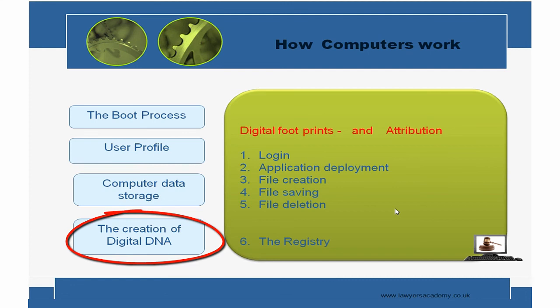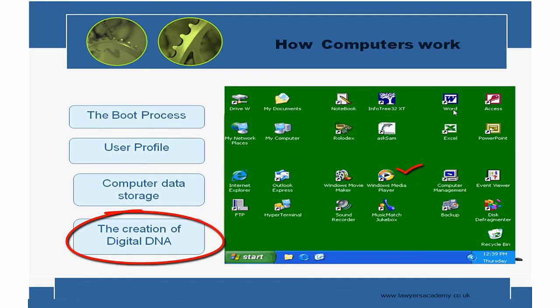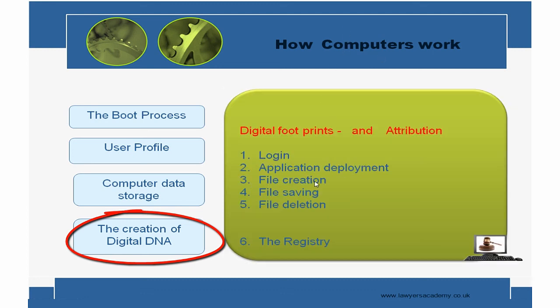Typically, a computer user will log on to a computer to do any of the following. After a successful logon, the computer user may wish to deploy an application, like we said there. If you double click on that, you're actually deploying an application. The computer will record that activity. The computer user will create a file. You write a Word document, or rather, you prepare a Word document. You save the Word document, or you delete a Word document. All of these activities will be recorded somewhere in the computer in separate logs.